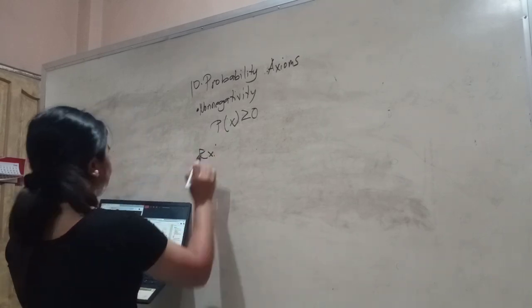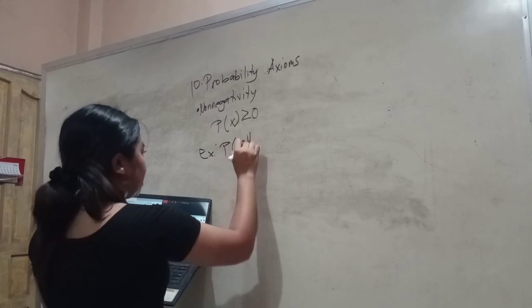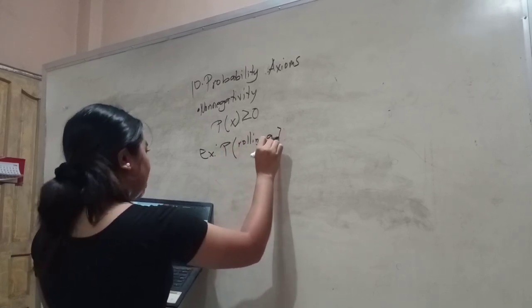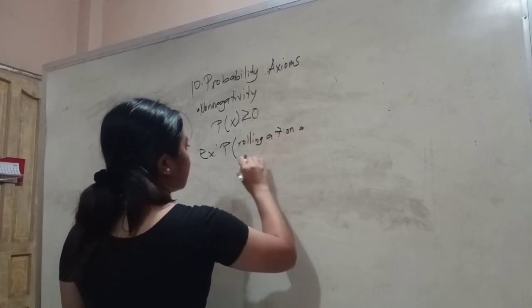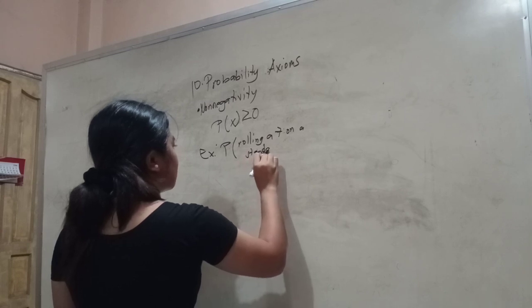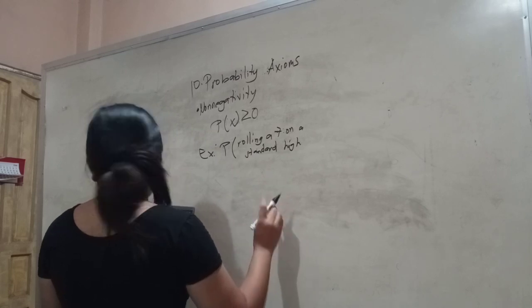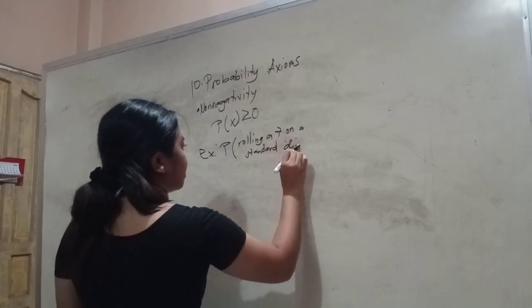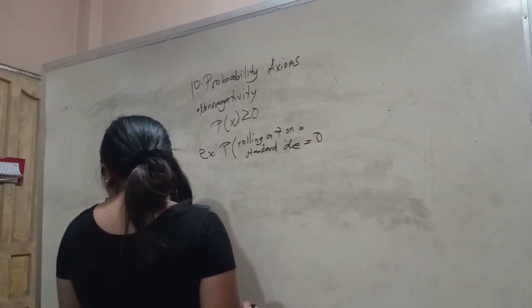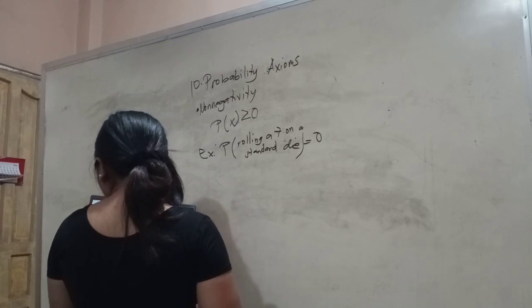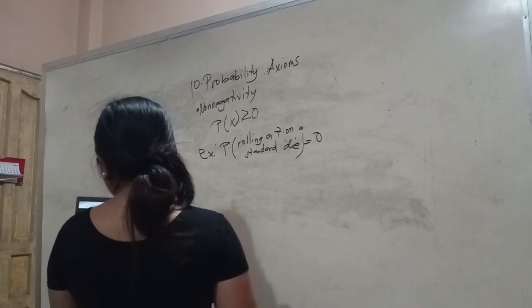Example, the probability of rolling a 7 on a standard die is equal to 0, but never something like negative 0.3.